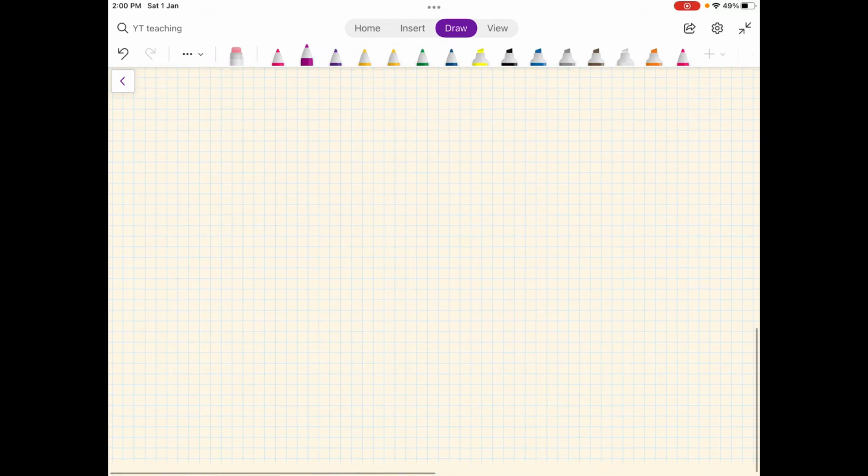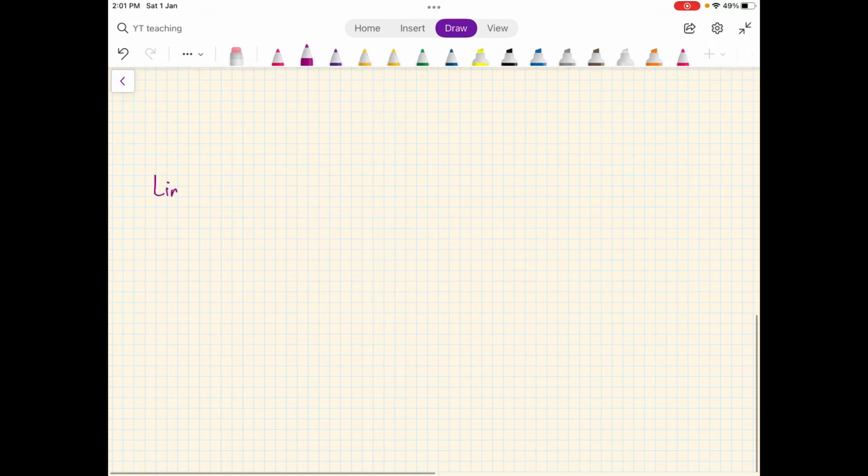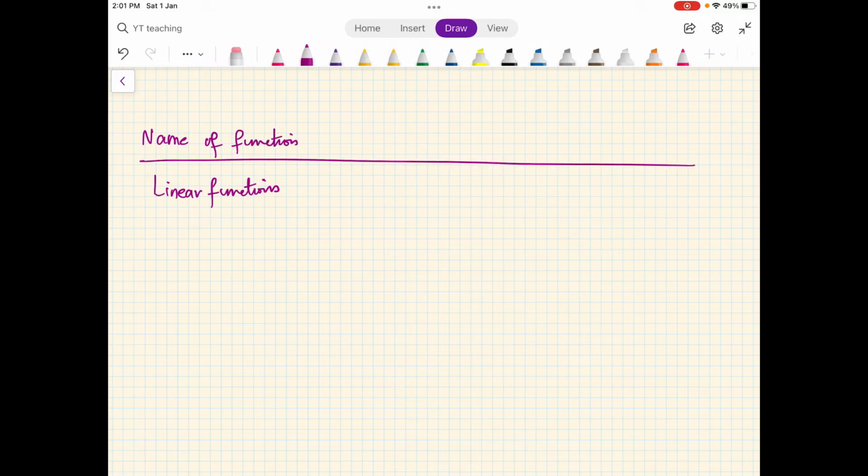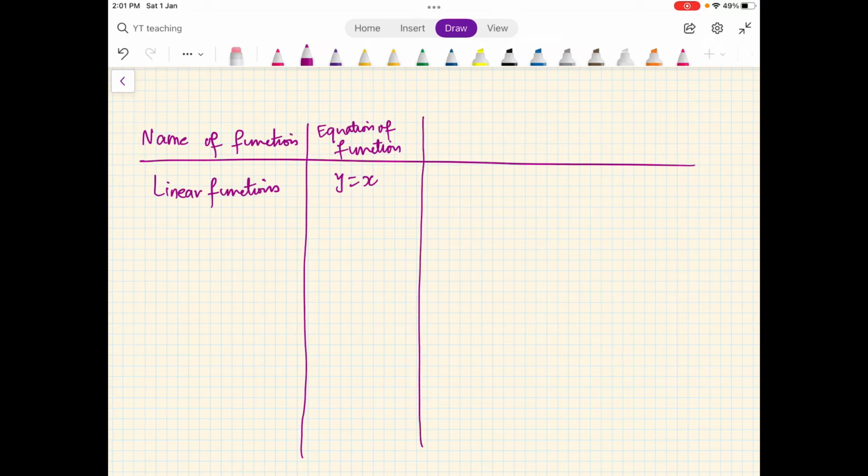So here I will make a chart. We have linear functions, this is the name of the function. So who is the parent? We can write the equation of the parent function. We just saw that for the linear function, the equation is y is equal to x, and how the graph looks we just saw, it's a line, going here and going here.